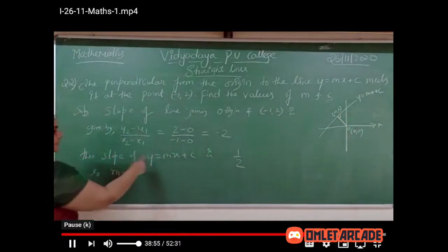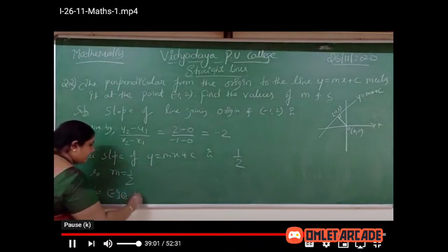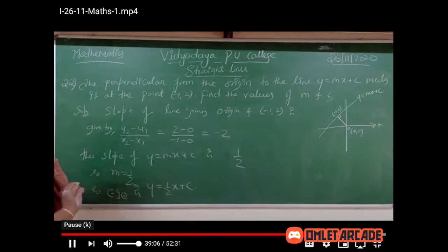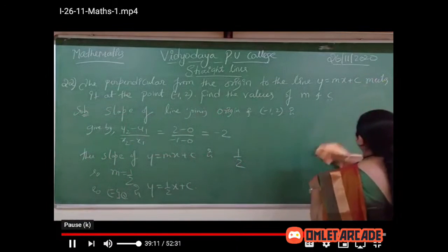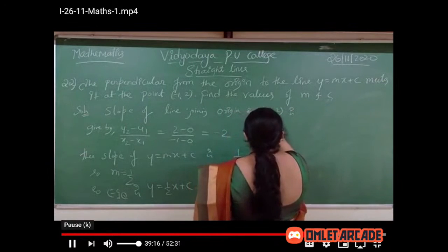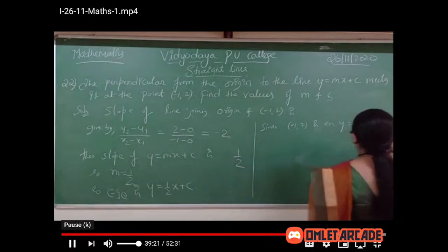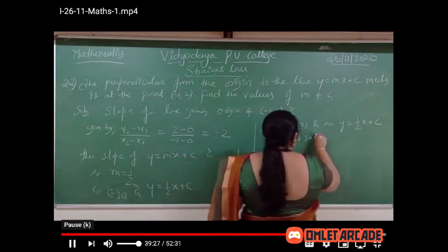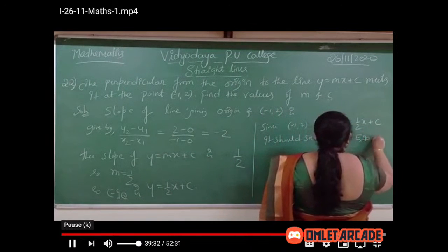Okay. Now the slope of this line is half, m is half. So the equation becomes what? The equation is y is equal to half x plus. See, this is the equation now. The rest is I have to find the c value. So since the point minus 1 comma 2 is on the line, it should satisfy the equation. Let me write: since minus 1 comma 2 is on y is equal to half x plus c, it should satisfy the equation of the line, isn't it?